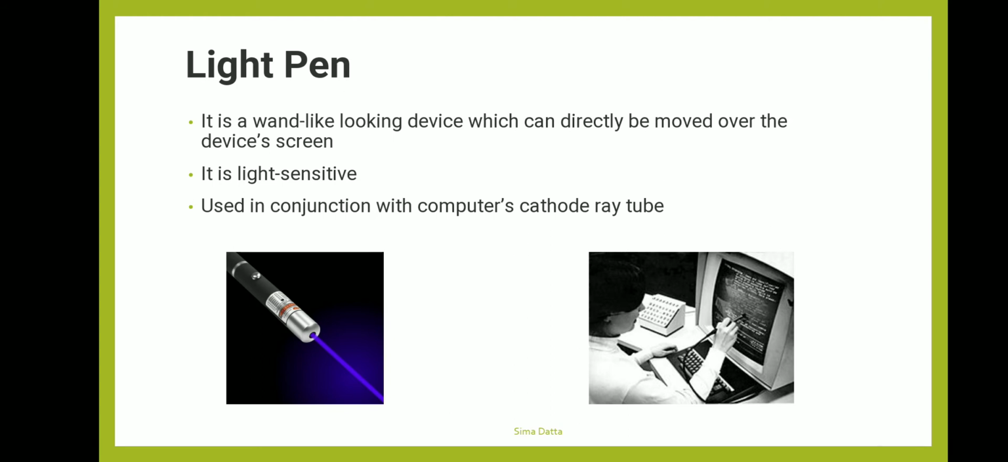Next is light pen. It is a wand-like looking device which can directly be moved over the device's screen. That means on the computer screen you can move the light pen. It is light sensitive, used in conjunction with the computer's cathode ray tube. Every computer screen has a cathode ray tube, so the light pen is used in conjunction with the CRT.